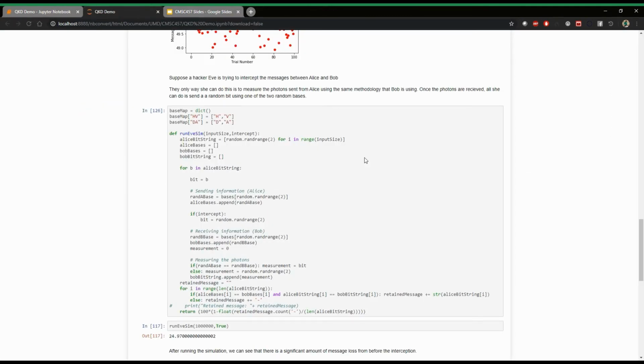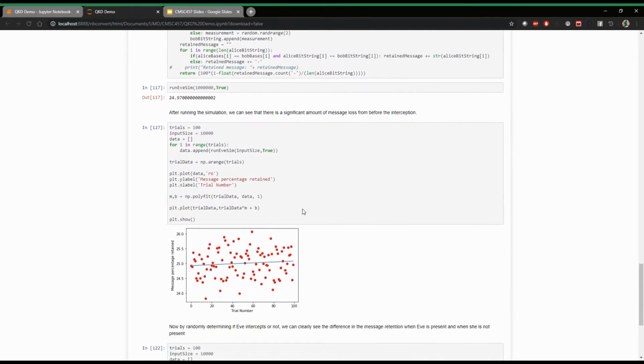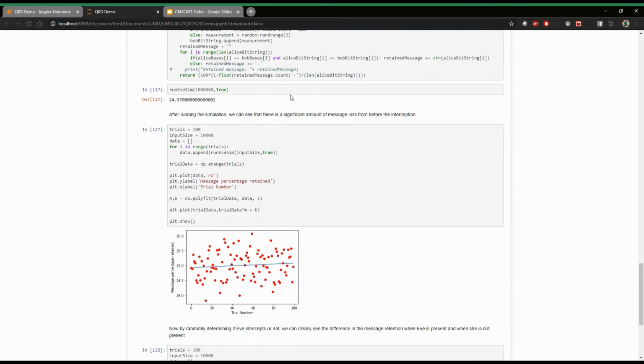Looking back at the demo, I have implemented a way to sort of simulate someone intercepting the message, all done through this condition here. This being said, running through the simulation again, for 100 trials of 10,000 bit messages, only about 25% of the message is retained, enough to indicate to Bob and Alice that someone is eavesdropping on them.